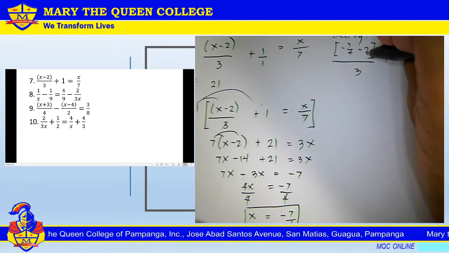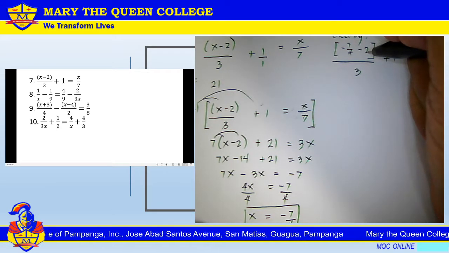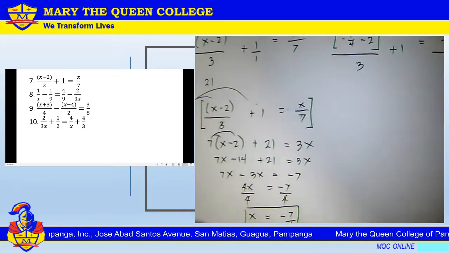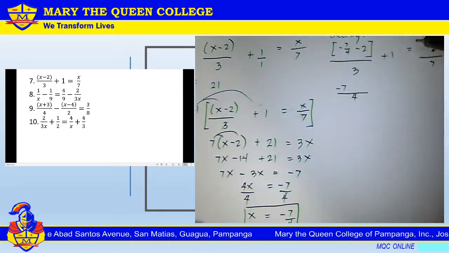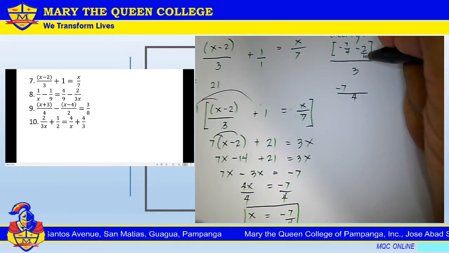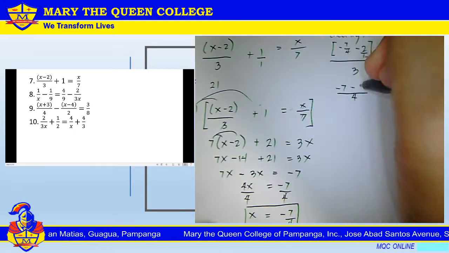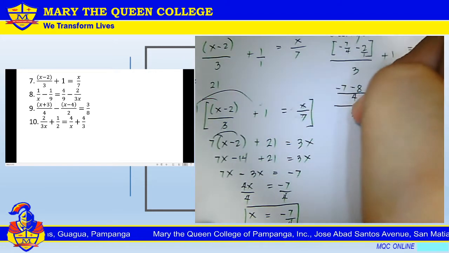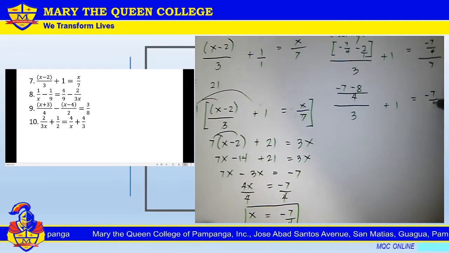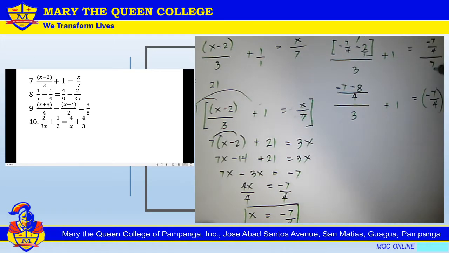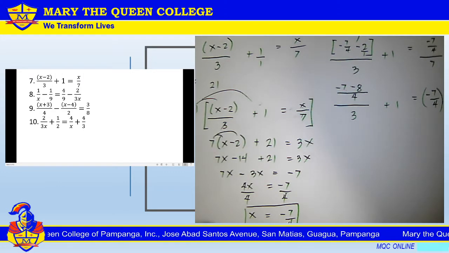So for this, you can apply the rule for determining the similar fractions or determining the same denominator. So for this, we could have 4 as our LCD. So we have negative 7, this is understood over 1. 4 divided by 1, that is 4, times negative 2, that is negative 8. All over 3 plus 1 is equal to negative 7 over 4. Okay. Multiply to the reciprocal of 7. So that would be 1 over 7.